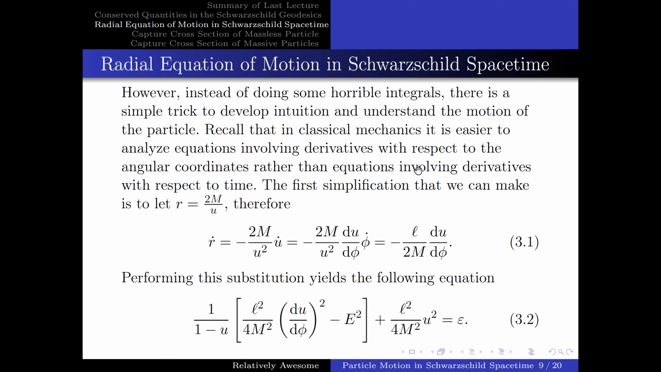To simplify this, we can make a substitution r equals 2m over u, and therefore r dot is the following. Performing this substitution, we obtain the following expression, which is the radial equation of motion.